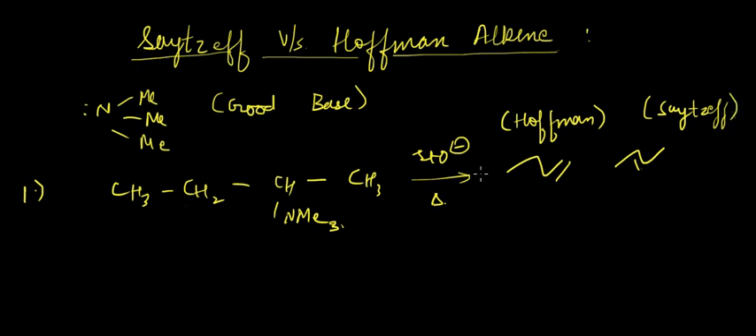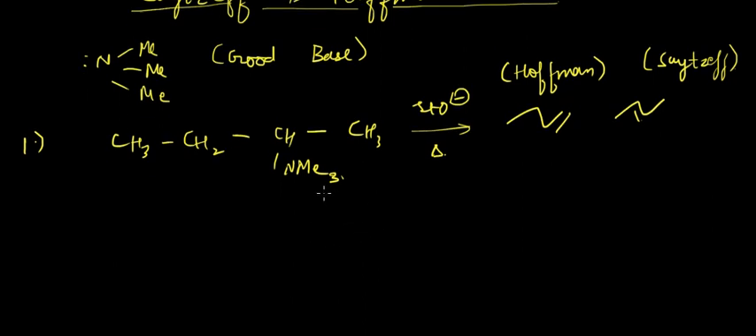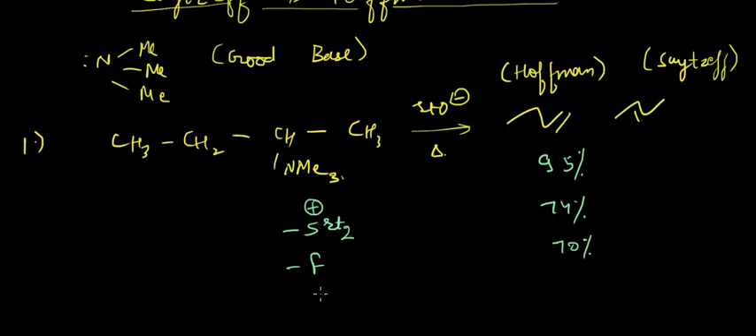Okay, so the yield of Hoffman alkene in case NMe3 was used as the attached group was 95%. When SMe2 was used, then the Hoffman percentage was 74. When F was attached, it was 70, and when Br was attached, it was 30%. Okay, so why does this happen?